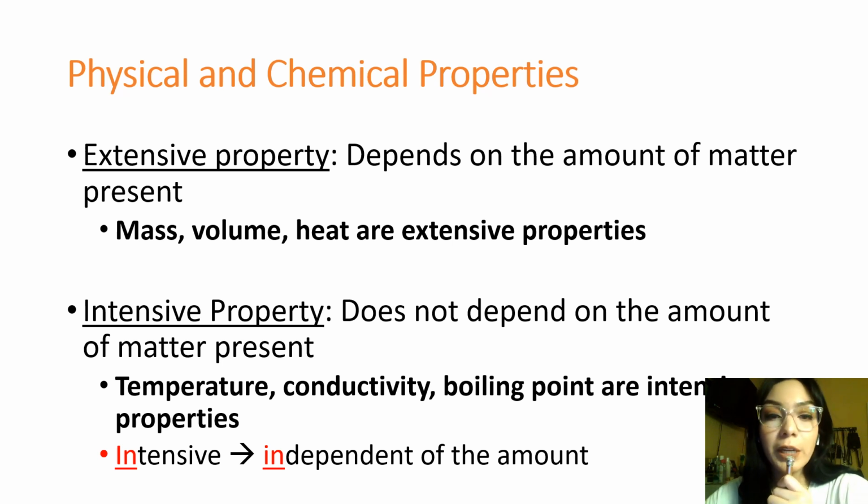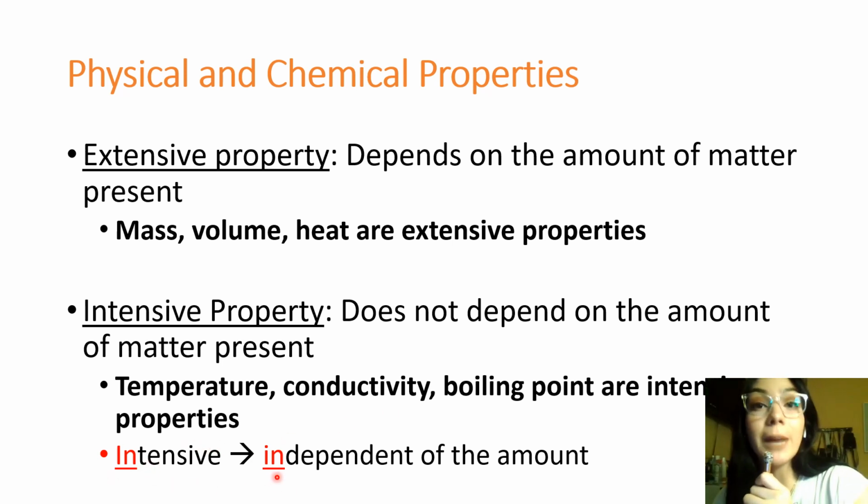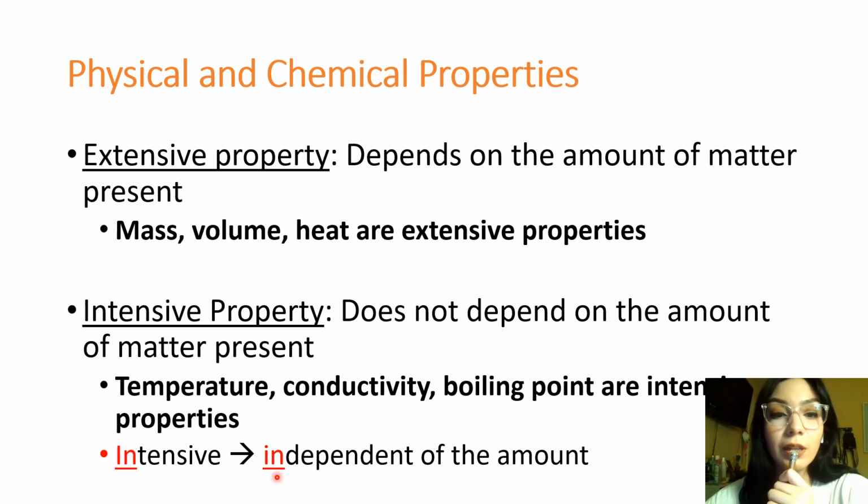Now, intensive properties are, I feel like, the ones that are harder to conceptualize. So the way that I remember it is intensive properties are independent of the amount. So that's why I have this highlighted right here. Intensive are independent of the amount of whatever substance that you're looking at. So things like temperature, conductivity, and boiling point. So I want you to memorize these extensive properties up here and these intensive properties down here.